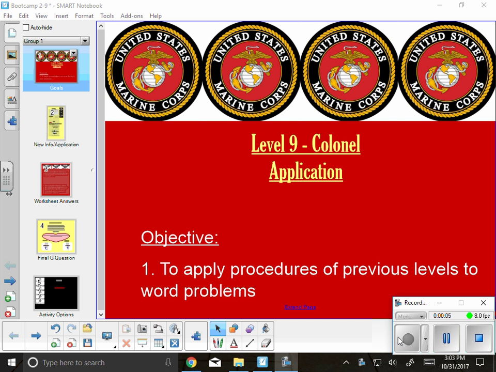So this level is going to be about taking all of the previous stuff we've learned from levels 1 through 8 and applying them towards word problems. I know most of our practice worksheets had word problems on there, but this whole level is just going to be dedicated to putting all the skills we've learned about solving equations into word problems. So the goal for this level is to apply procedures of previous levels to word problems.